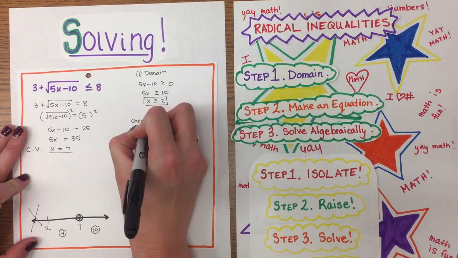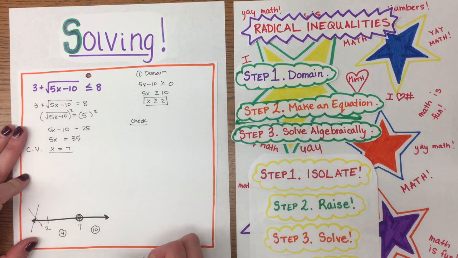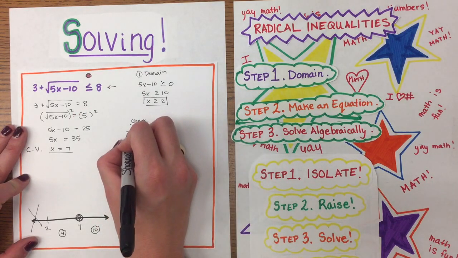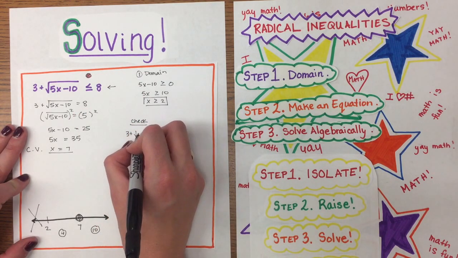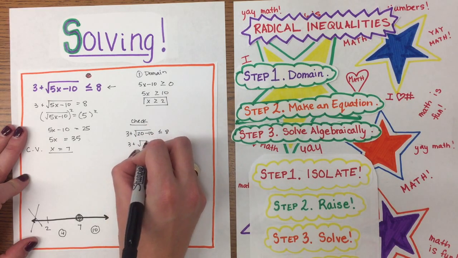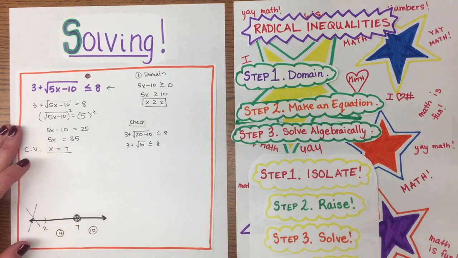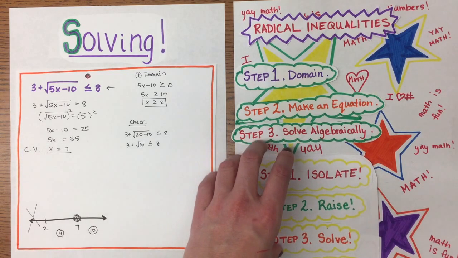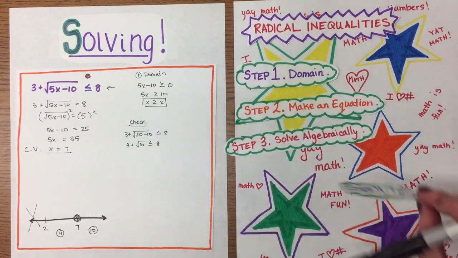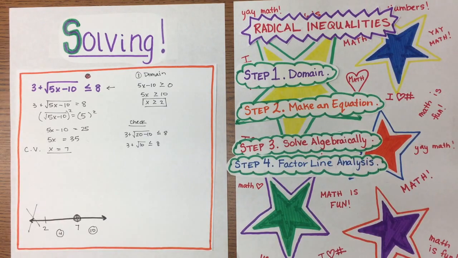Now I'm going to check 4. I'm going back to my original inequality to do the checking. 3 plus the square root of 5 times 4 is 20, minus 10, is less than or equal to 8. 3 plus the square root of 10 is less than or equal to 8. Now, I don't know what the square root of 10 is off the top of my head. I could pull out my calculator, but if I don't have a calculator at my disposal or I'm not allowed to use it, I need to figure this out somehow. And by the way, we're on step 4 now. This is our factor line analysis.